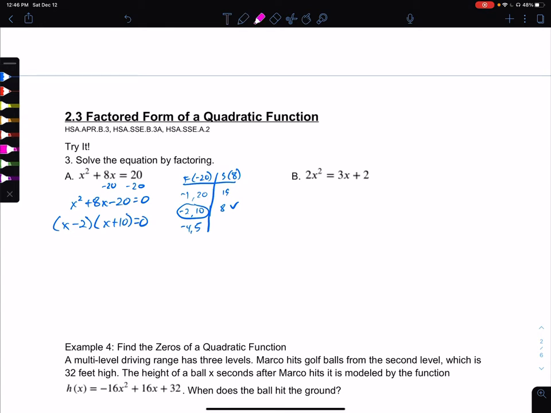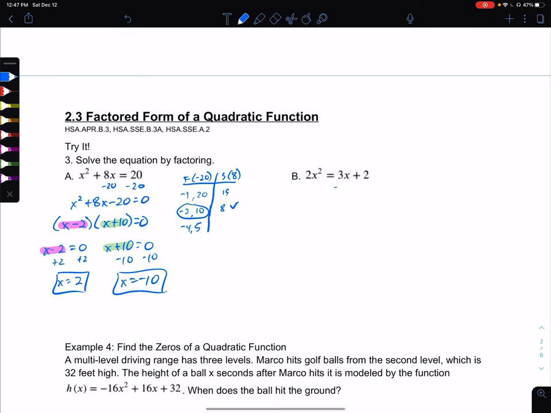The zero product property tells me that I can now take each of these pieces, set them equal to 0, and solve. So add 2 to both sides. We have a 0 of x equals 2 and a 0 of negative 10. So those would be our x-intercepts and the solutions to our equation.